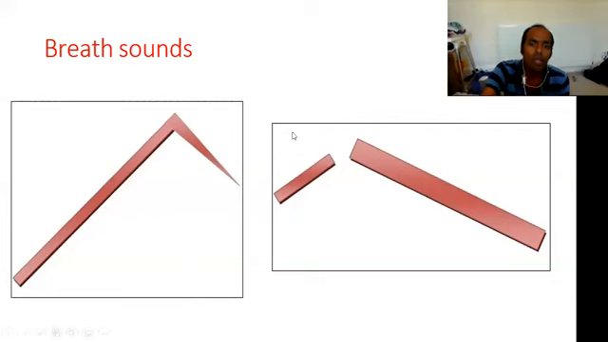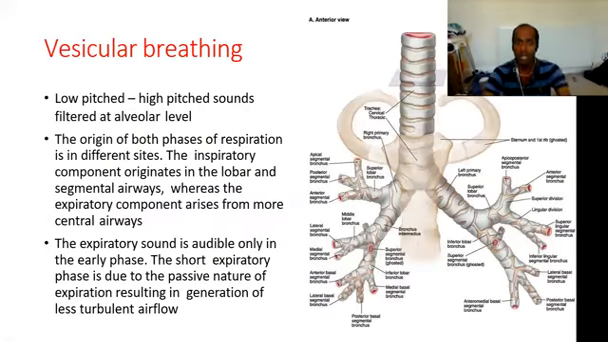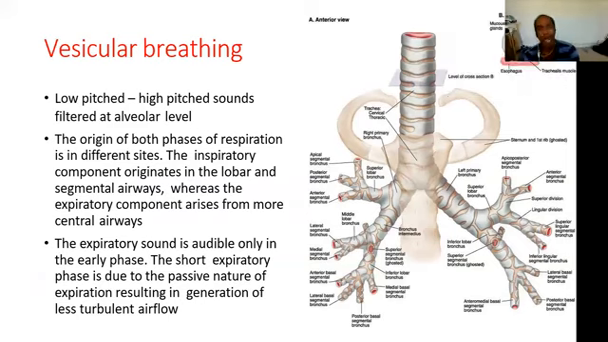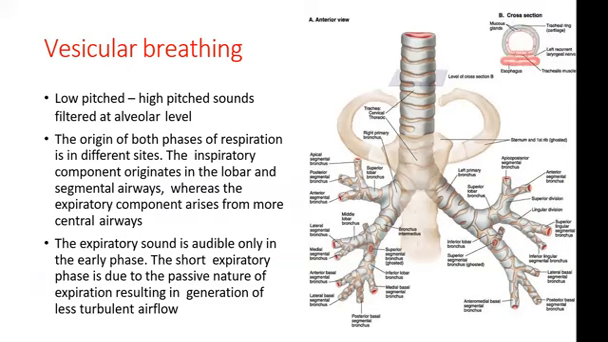Now, I'm going to give you a little bit of information about vesicular breathing. Now, remember this well, otherwise you won't understand this. Now, how are breath sounds generated? Remember that when you breathe, there are sounds that occur in your bronchial tree, which I have shown on the right side. So, when you breathe, there are sounds generated within the bronchial tree. Okay?